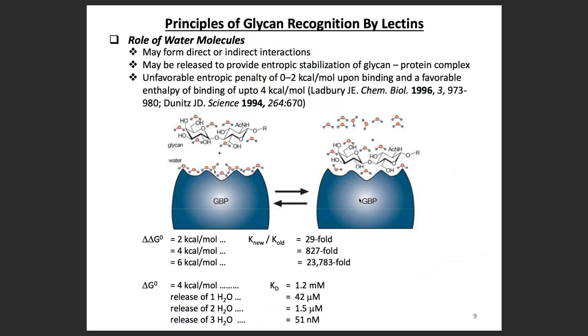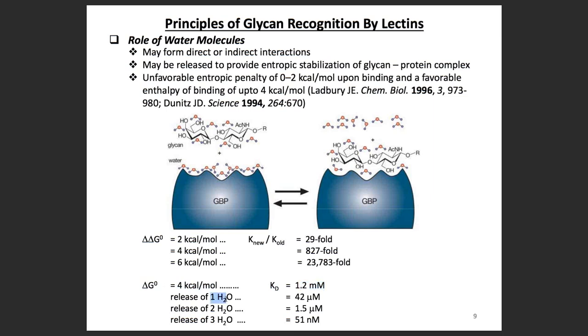So there are several things that come into play when we think about targeting glycan binding proteins. Therefore, one has to think about how many water molecules are actually released when the molecule that you're trying to design or trying to discover actually binds the protein. Every water molecule gives you a few kilocalories per mole. So if, for example, the delta G was 4 kilocalories per mole to start with, that essentially means the affinity was about 1.2 millimolar.